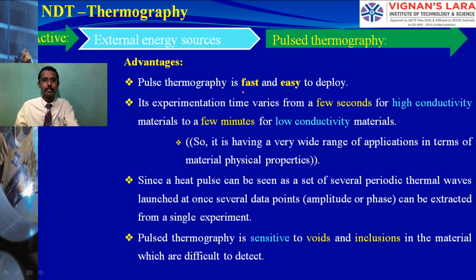Pulse thermography is fast and easy to deploy. We have two flashlights and a camera, synchronized and connected to the computer. Digitally it can be processed, and with the image we are able to see in 3D where the defects are, or in multiple colors, how far the waves come out. So therefore it is a faster one.